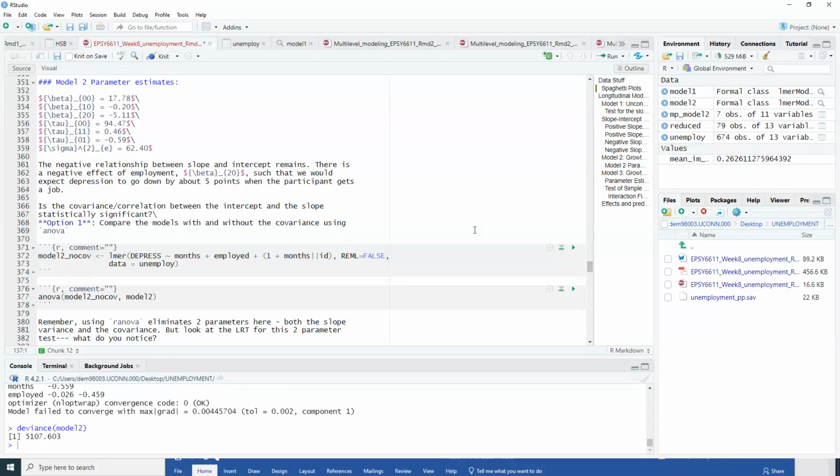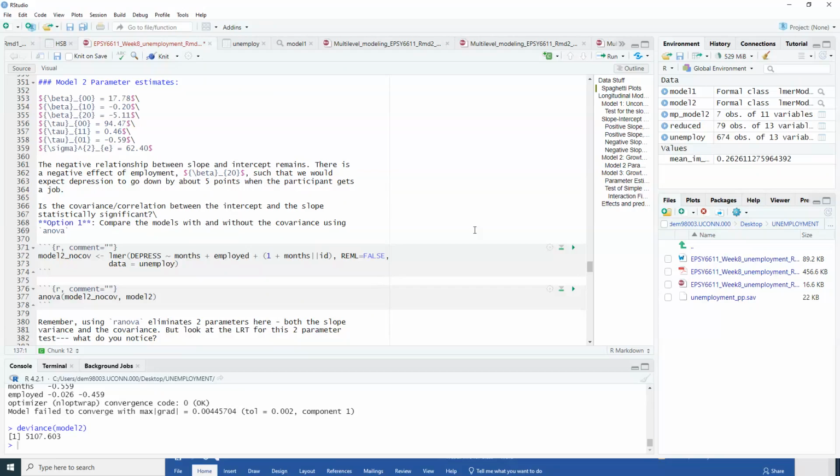You with me? And now the question is: is it fair to interpret that negative covariance? I want to be able to say, after controlling for employment status, or holding employment status constant, that people who start higher in terms of depression seem to drop faster. There seems to be a negative relationship between the slope and the intercept. But in order to do that, I really would like to know that that is statistically significant, right?